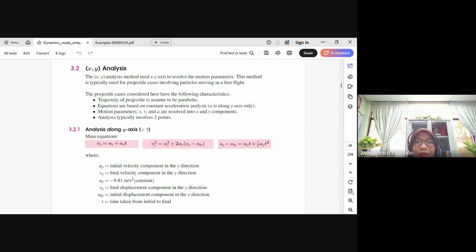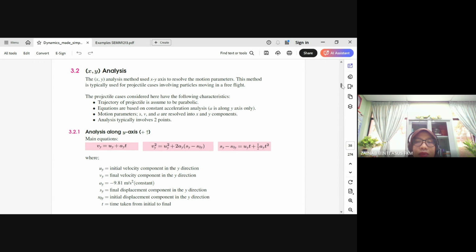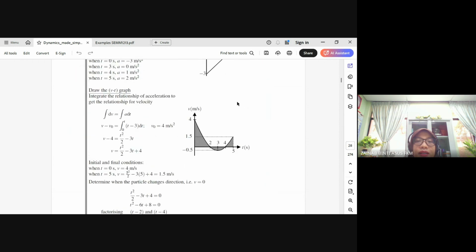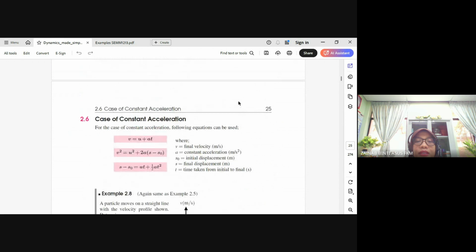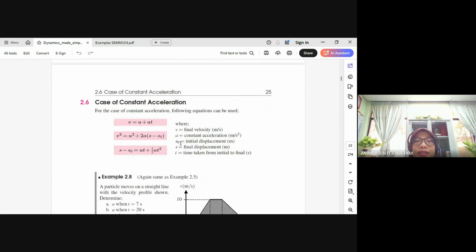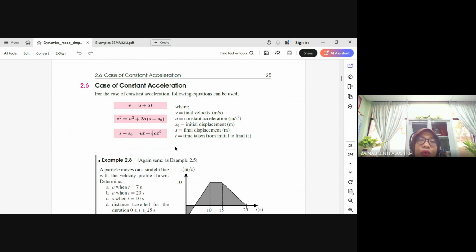So we take a look back at your rectilinear motion, the constant acceleration analysis. This one, the case of a constant acceleration, where we have these three equations. The first is v equals u plus at, with v the final velocity in meters per second, u the initial velocity, a the constant acceleration in meters per second square, and t the time.